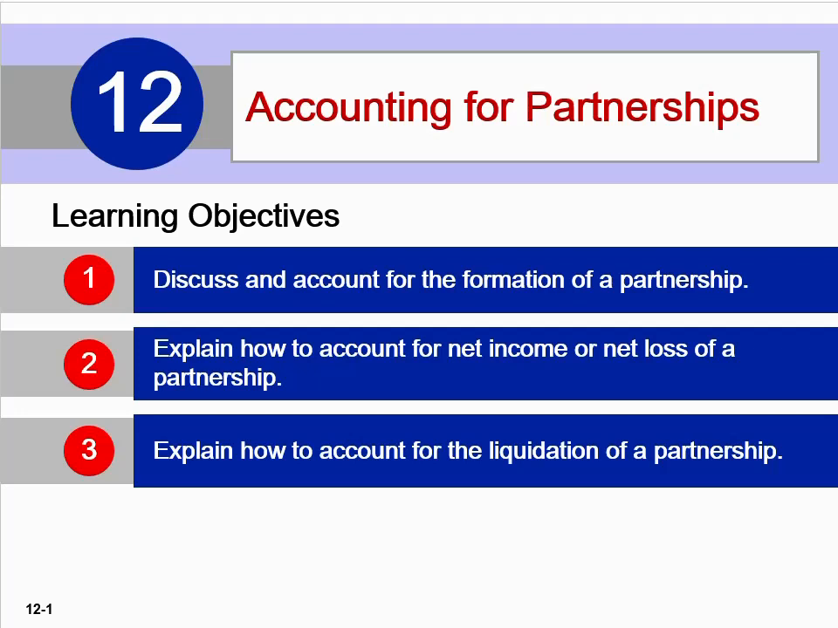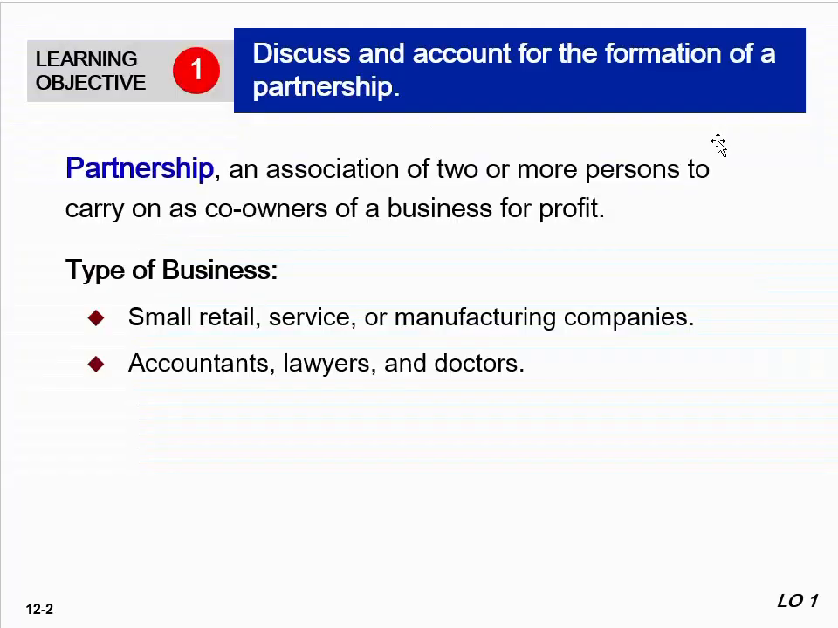In this recording, I'm going to cover the first two learning objectives, and then the second part of the chapter 12 recording will include learning objective number 3. Let's proceed towards our first learning objective, in which we will be talking about the basic features or characteristics of partnership, followed by the formation journal entries of the partnership.